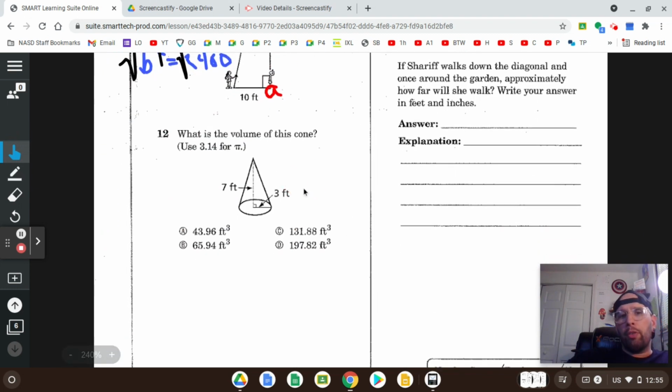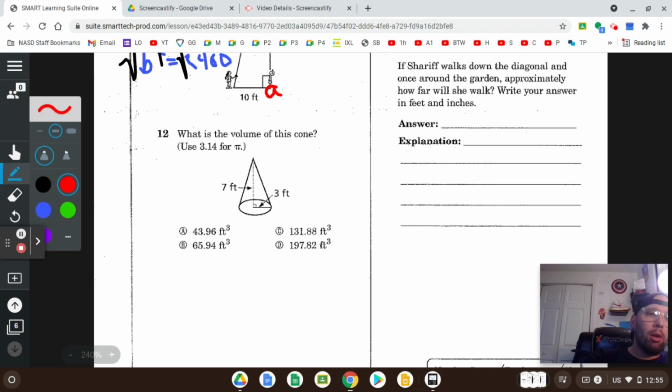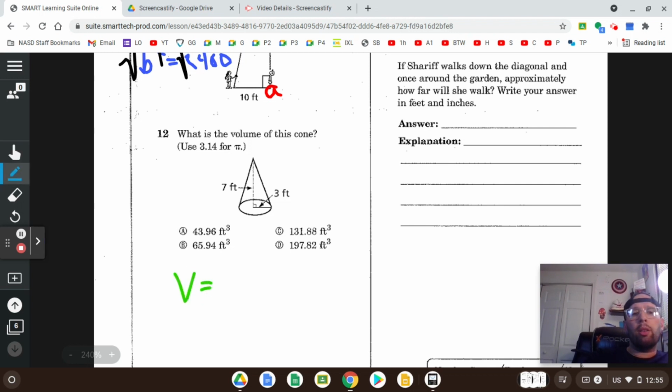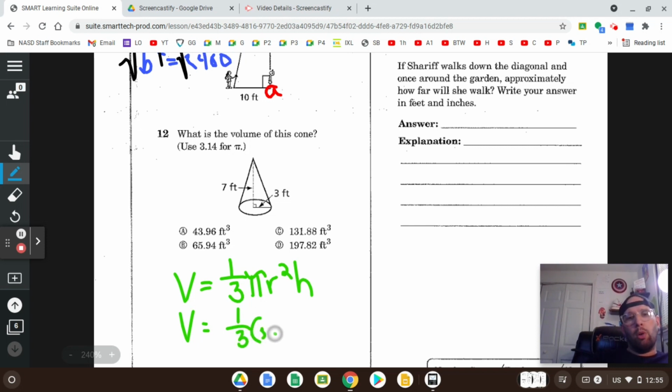What is the volume of this cone? Oh, let's find out. V equals 1/3 pi r squared h. V equals 1/3 times 3.14, because that's what they want us to use. R. What's R? Oh, just regular old 3. Nothing fancy there. What's H? Regular old 7. Nothing fancy there. So it's going to be 3 squared times H, which is 7.